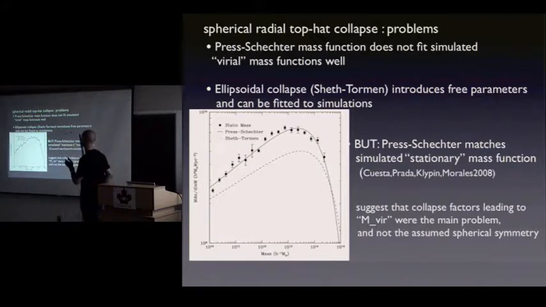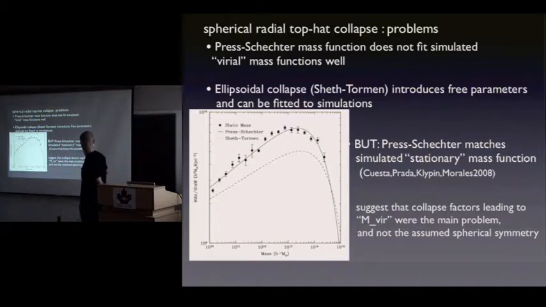And that might be one of the reasons why the Press-Schechter mass function does not work very well. It's predicting the abundance of halos, and then people look in simulations within the virial radius and usually just compare the mass within the virial radius to the predictions. And that doesn't work out very well. So then people modified it and introduced, instead of a spherical collapse, an ellipsoidal collapse, which has three parameters. It's not a closed system anymore, and then you can fit these parameters to the simulations.